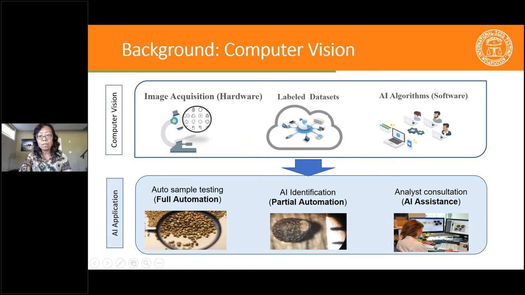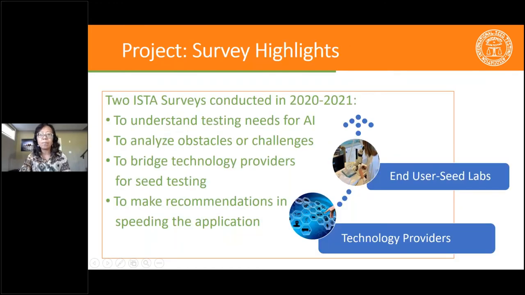The third one is that computer vision can assist analysts. Analysts do all the testing. However, they have something they could consult, a computer, for example. They could identify the most easy species, and for some species they have never seen before, they can consult the computer to see which family it belongs to, and which species it potentially could be. So that kind of assistance could be a third application.